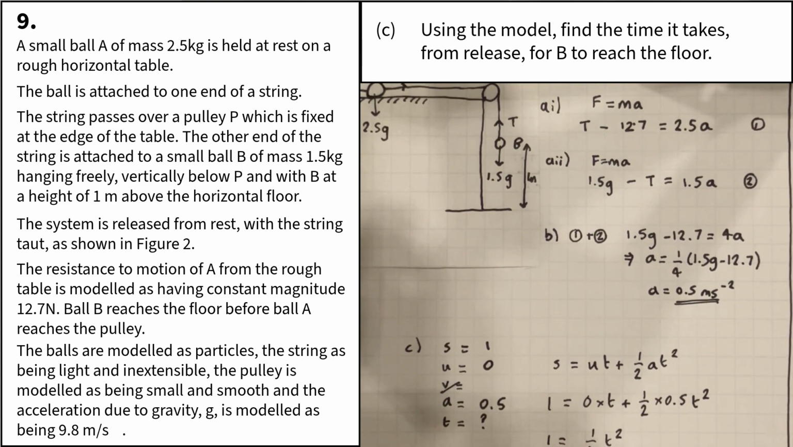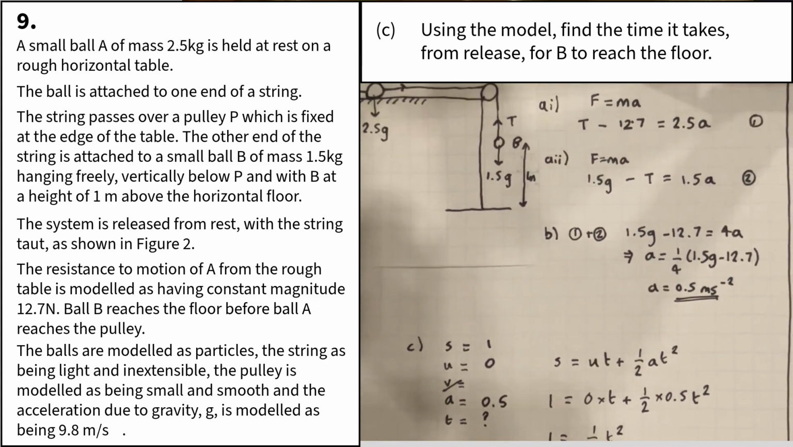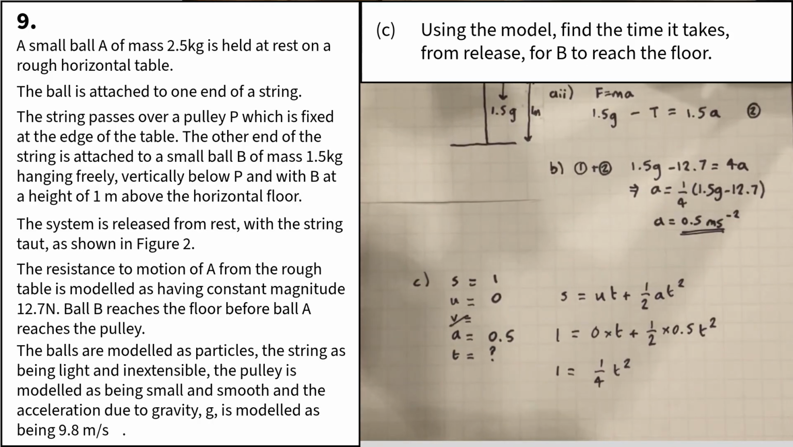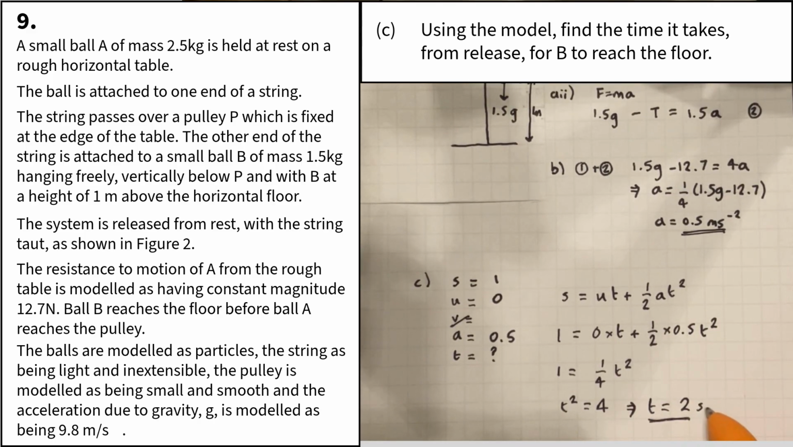And then we're going to rearrange. So 1 is equal to 1/4 t squared, and we can rearrange this to get 4 is equal to t squared, which means that t is equal to, well, technically plus or minus 2, but we're never going to have a negative time. So t is equal to 2 seconds.